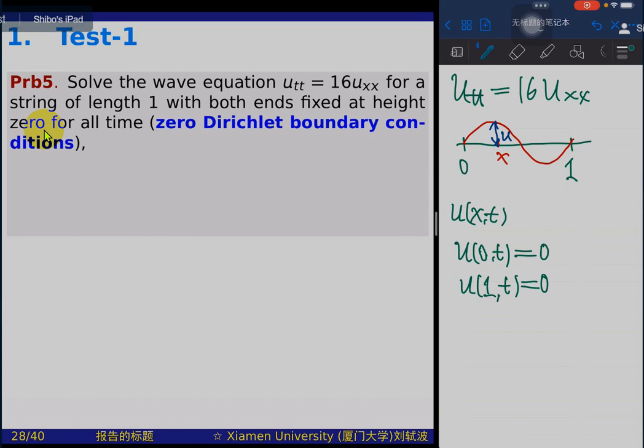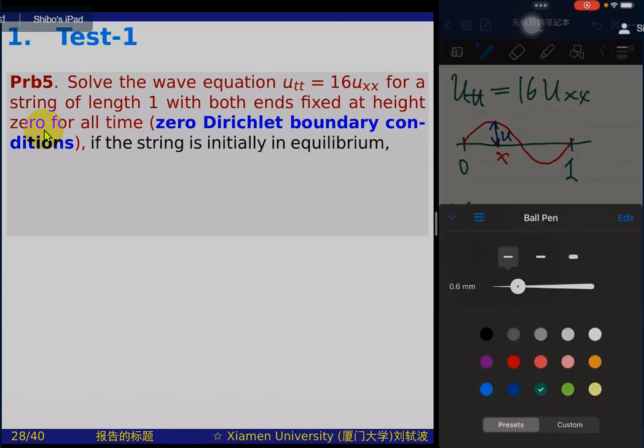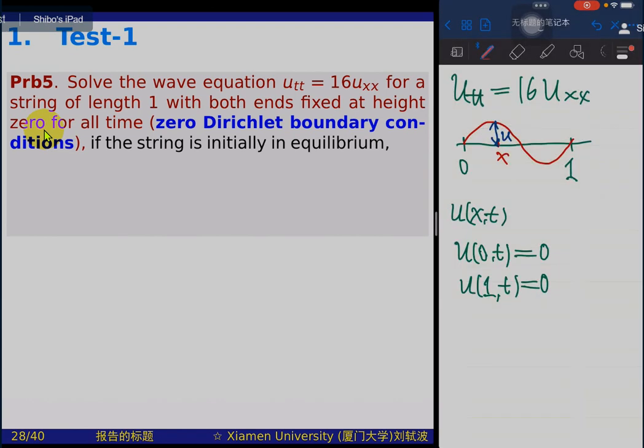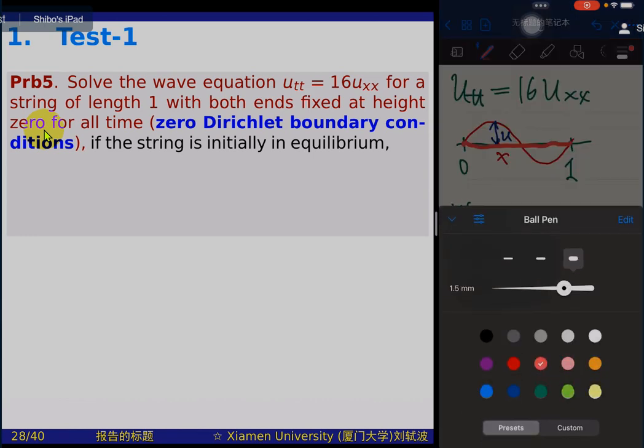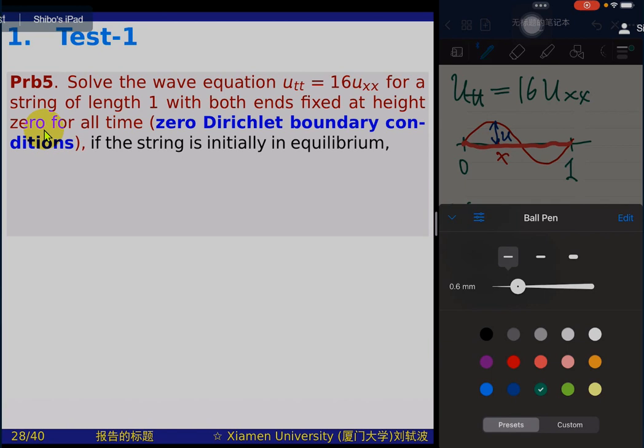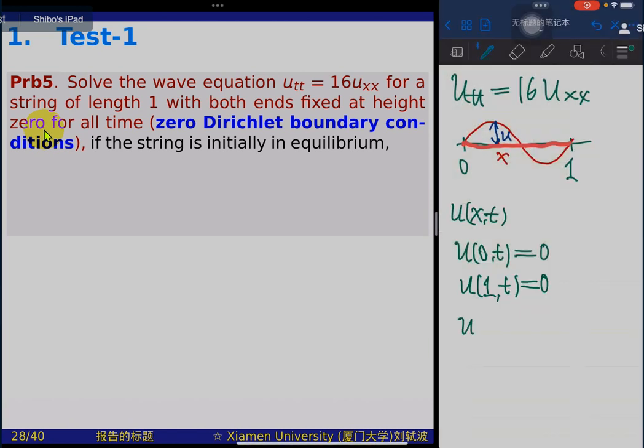So this is the boundary condition, right? And then the string initially in equilibrium means that at the initial moment, when t equal to 0, the string lies on the interval. This is the initial displacement. At every point when t equal to 0, u is 0. This is what equilibrium means. Therefore u(x,0) is 0. So this is one of the initial conditions.